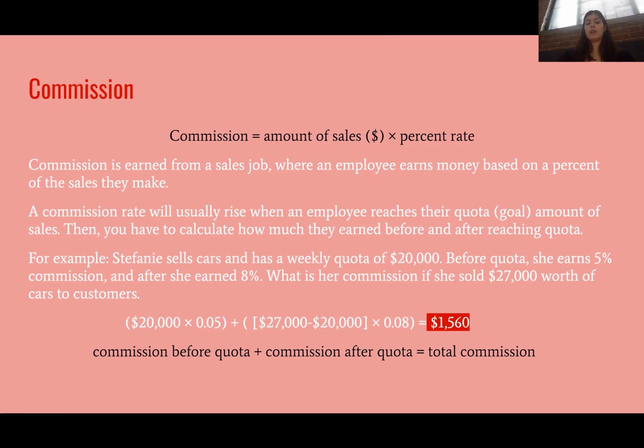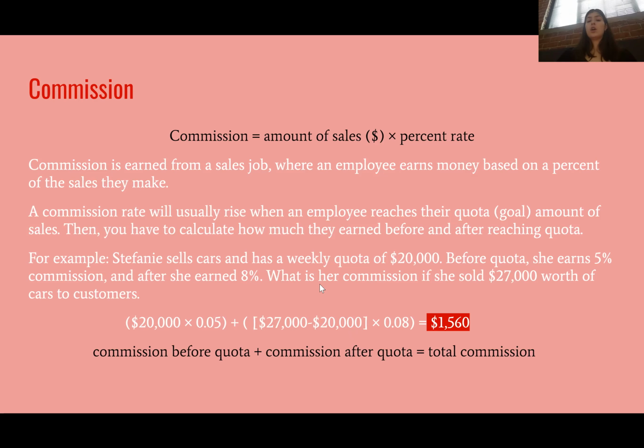So we have Stephanie here. She sells cars, all right? She has a weekly quota of $20,000, right? Before reaching her quota, so before reaching that goal, she earns 5% commission. So up to that $20,000 that she sells, if she manages to sell $20,000 worth, she'll earn 5% commission off of that. So 5% of that $20,000 is going to go in her pocket, all right? But after she reaches her goal, any sales that she makes past that $20,000, she's going to earn 8%. You see? So that provides incentive for her to reach her goal, because after she reaches her goal, she's going to make even more. She's going to make 3% more, right?